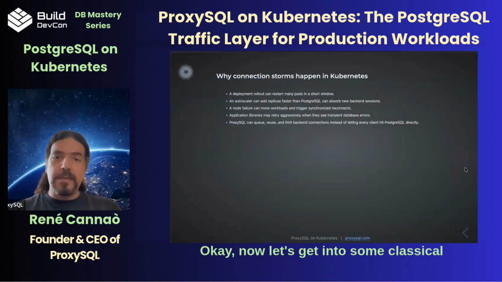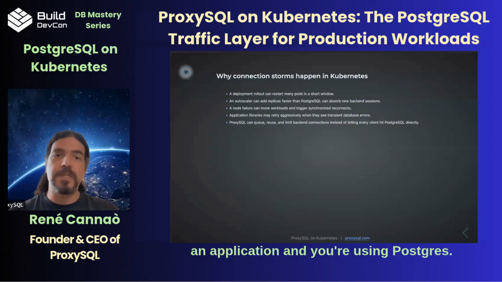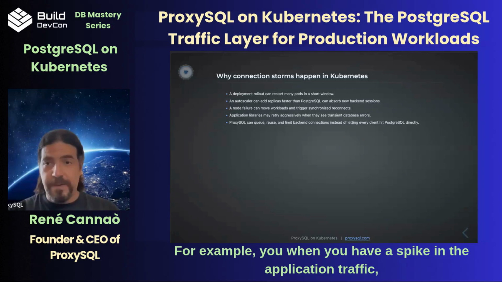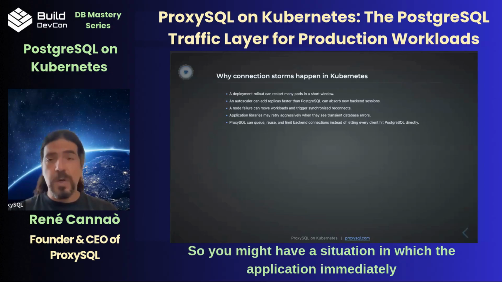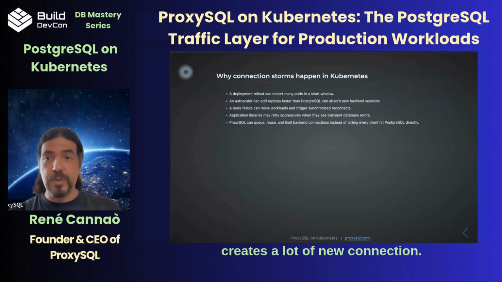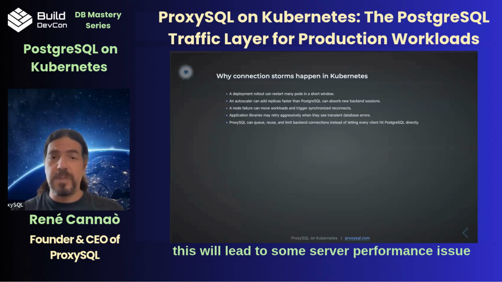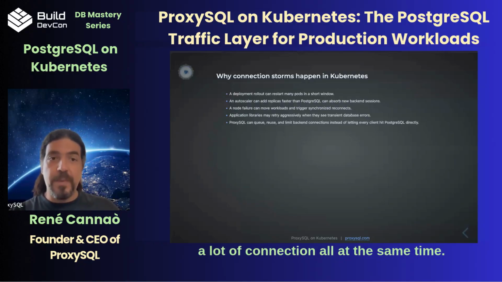Okay, now let's get into some classical scenarios of what might happen in Kubernetes when you are deploying an application and using Postgres. You might have a situation with connection storms, for example when you have a spike in application traffic, or you are redeploying the application. All the applications immediately create a lot of new connections. If they connect directly to Postgres, this will lead to server performance issues, because Postgres is not able to handle a lot of connections all at the same time.